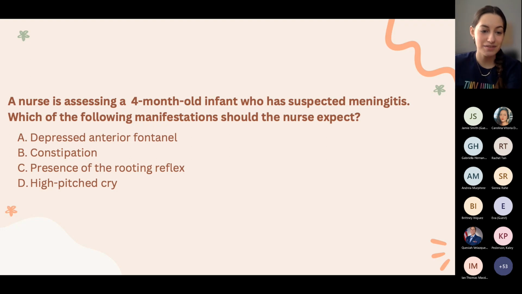So the correct answer for this one is D, the high-pitched cry. For an infant with meningitis, you would see a bulging anterior fontanelle instead of constipation. You would have vomiting, and then the presence of the rooting reflex is an expected finding that we would want to see in all infants.